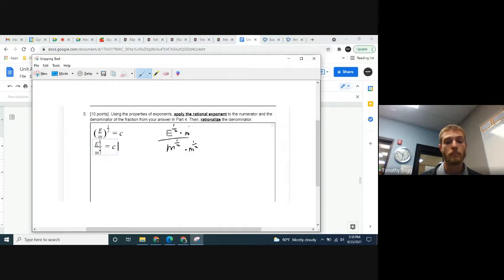So like that. So then you would rewrite this m to the 1/2 times m to the 1/2. Well, remember, if they have the same base, you can add those powers. So 1/2 plus 1/2 is just m to the 1, which just gives you m.